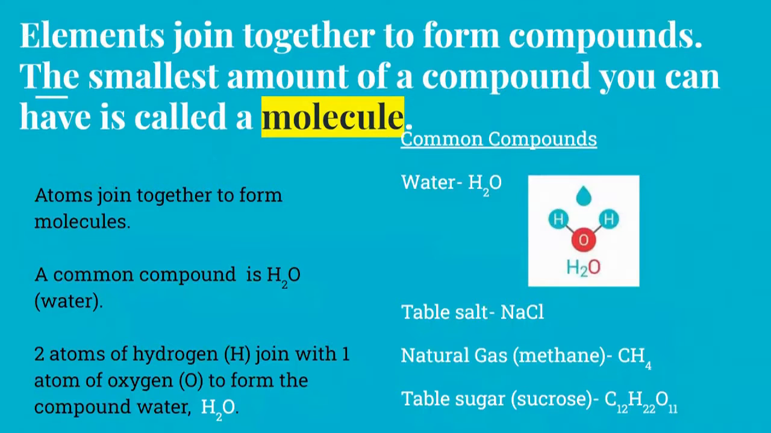When we join together these atoms, these elements, we form compounds. And the smallest quantity of a compound you can have is called a molecule. So you might hear these words molecule or compound. They're basically the same. Molecule just means the amount.